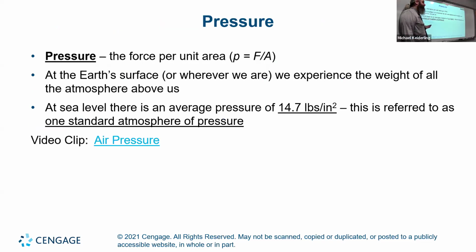So pressure is force per unit area. At the Earth's surface, or wherever we are, you experience the weight of all the atmosphere above you. And at sea level, the average pressure is around 14.7 pounds per square inch. This is referred to as 1 standard atmosphere of pressure. So every square inch of your body is experiencing a force of around 14.7 pounds.